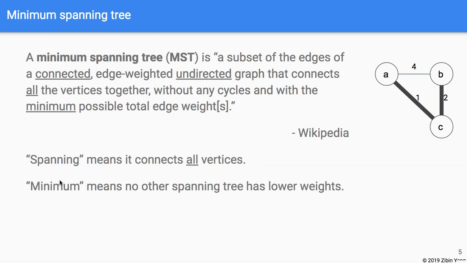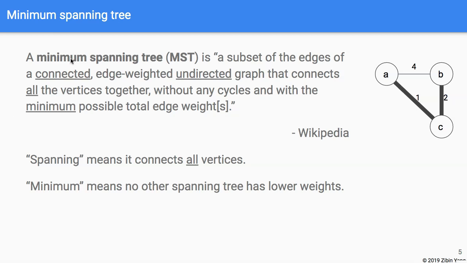And then the second thing is that it must be minimum. That means there's no other spanning tree whose total weight is lower than the MST, right? So obviously we can have a different spanning tree in this graph that is, say, 2 and 4. So 2 and 4 would also connect A, B, and C, but it's not minimum because the total weight would be 6, which is higher than this minimum spanning tree, the total weight of which is 3.